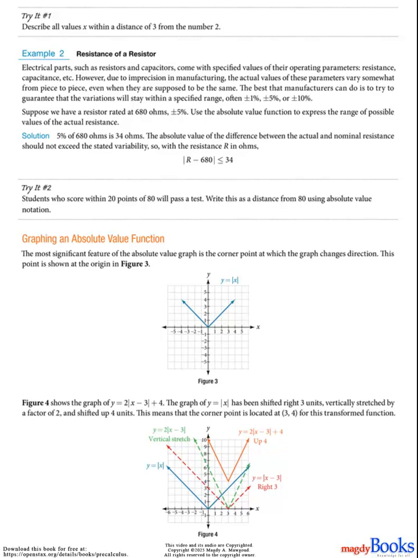Try it. Number 2. Students who score within 20 points of 80 will pass a test. Write this as a distance from 80 using absolute value notation.